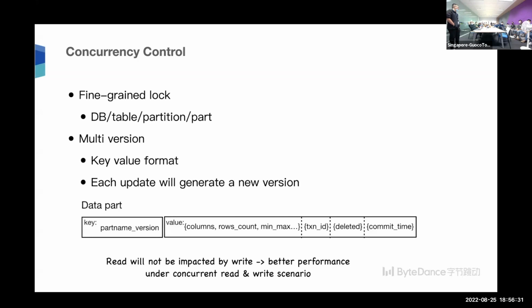Even if you add a column, you will create a new part that only contains that column for this add-column operation. So the old data is still there. The concurrent reading can still use the data without being impacted by the write at the same time. So after doing this, we can achieve better performance under the concurrent read and write scenario.